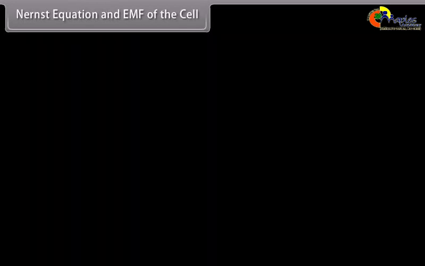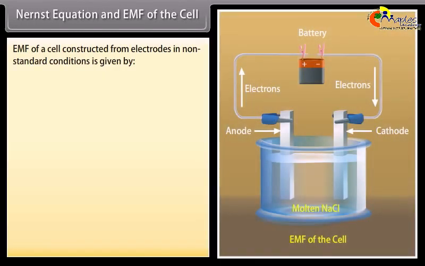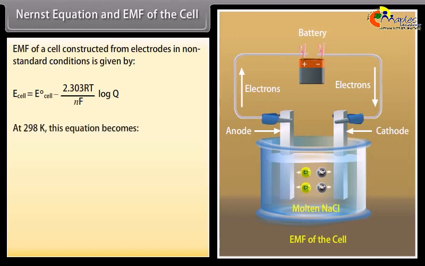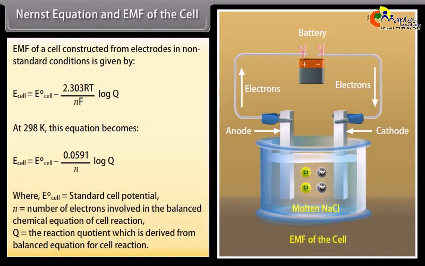Nernst equation and EMF of the cell. EMF of a cell constructed from electrodes in non-standard conditions is given by E cell is equal to E naught cell minus 2.303 RT upon nF multiplied by log Q. At 298 Kelvin, this equation becomes E cell is equal to E naught cell minus 0.0591 upon n multiplied by log Q. Here, E naught cell is equal to standard cell potential, n is equal to number of electrons involved in the balanced chemical equation of cell reaction, Q is equal to the reaction quotient which is derived from balanced equation for cell reaction.